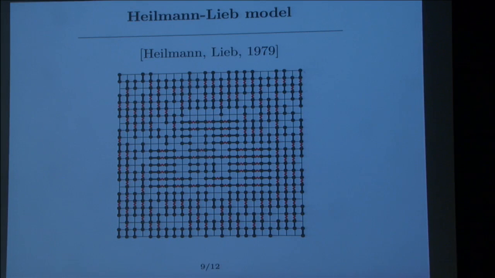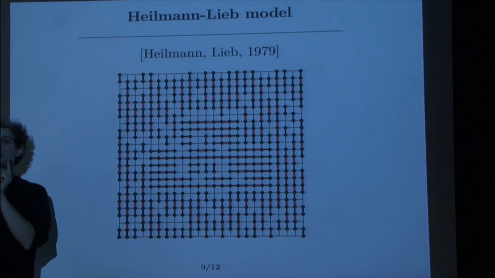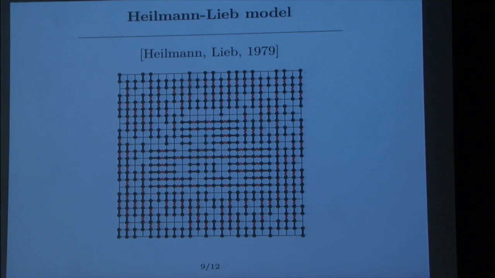Now, this model was introduced by Hyman and Lieb in 1979. They conjectured back then that it should have a liquid crystal phase, namely a phase with orientational order and positional disorder. They proved orientational order. We were left with proving positional disorder. This result, by the way, is a joint work with Elliot Lieb.